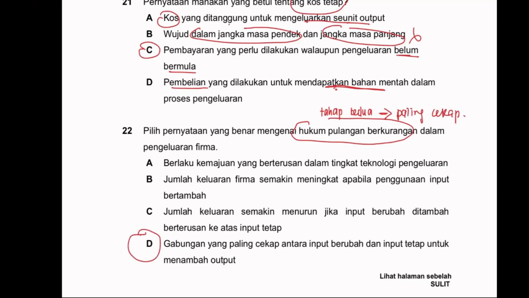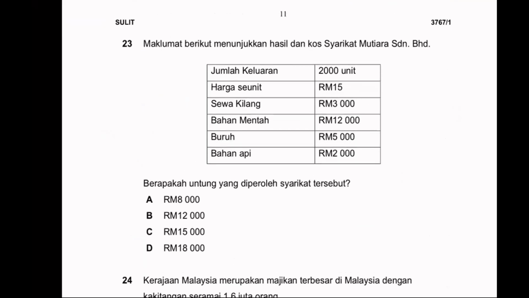This is a keyword. Jumlah keluaran semakin menurun, this is tahap ketiga. Not efficient already. Keluaran semakin meningkat, input bertambah, this is normal. This is tahap satu. Kemajuan dalam teknologi has nothing to do with this. I know this is a bit tricky. It very much depends on how strong your chapter 4 is, because they are very rare for us. And then here, untung. How to calculate untung, guys? Untung is always take what?